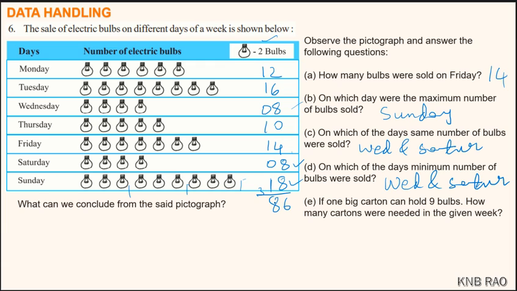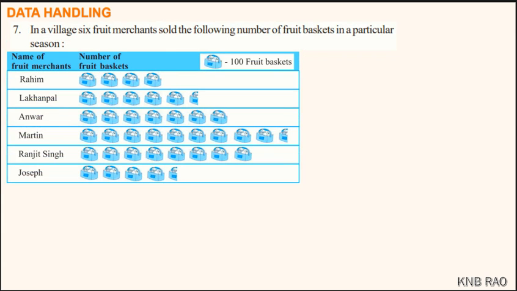When I have sold 86 bulbs, obviously I can count the number of figures into 2 also, that also we can do. So, 86 bulbs divided by 9 gives the number of cartons. It is somewhere 9 integer 5 upon 9, that means approximately 10 carton boxes are required, 10 cartons. This is the answer. See children, here question number 7.